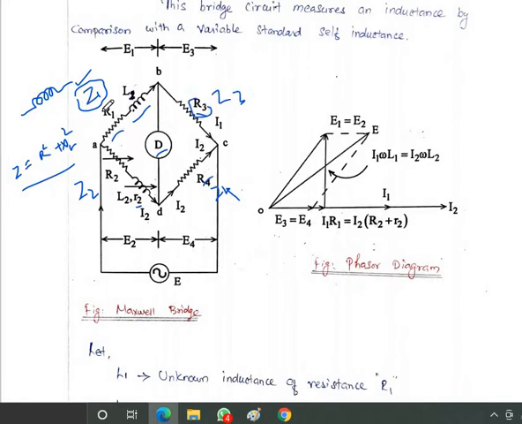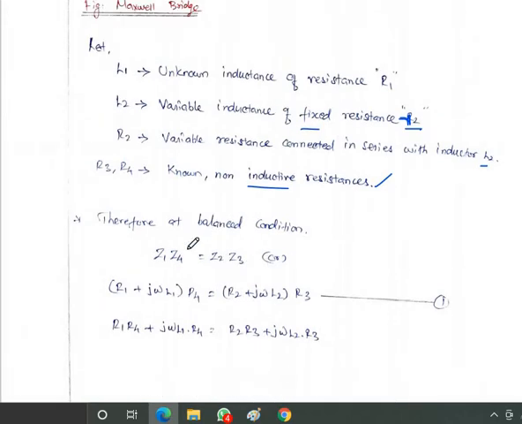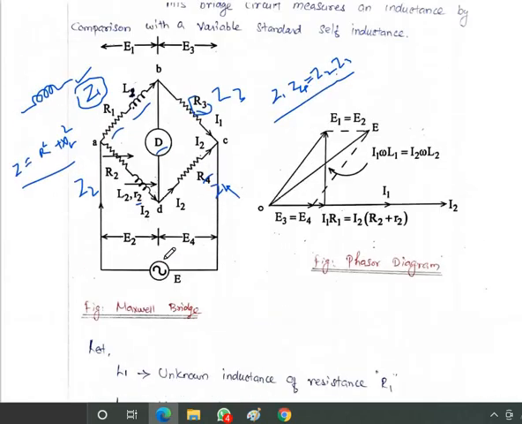Okay, so when the circuit is balanced, Z1 Z4 is equivalent to Z2 Z3. When the circuit is balanced, the galvanometer detects 0, so Z1 Z4 is equal to Z2 Z3. This is the condition when the bridge is balanced. When the bridge is balanced, Z1 Z4 equals Z2 into Z3.